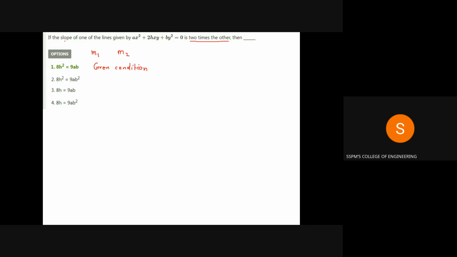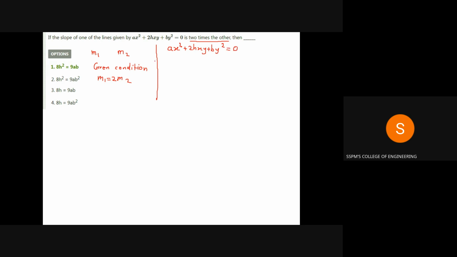if the slope of one of the lines is 2 times the other, that is twice the other, so we can write m1 is equal to 2m2. Okay, so now again we will compare this equation with the standard form. So what is the standard form? It is given by ax square plus 2hxy plus by square is equal to 0.